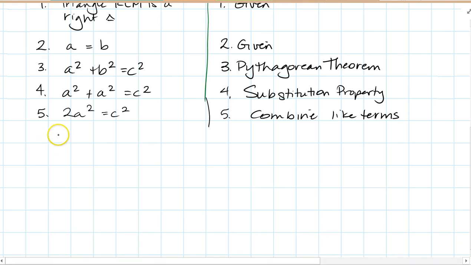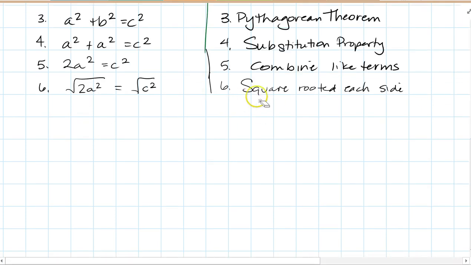Now I'm going to solve this. I'm going to solve each side by saying the square root of 2a squared is equal to the square root of c squared. And I don't know the name of that property, so I just put, hey, I square rooted each side. Now I'm going to simplify these. I'm going to pull out the a squared. It comes out as a, but the root 2 has to stay, and this is equal to c. So I simplified.